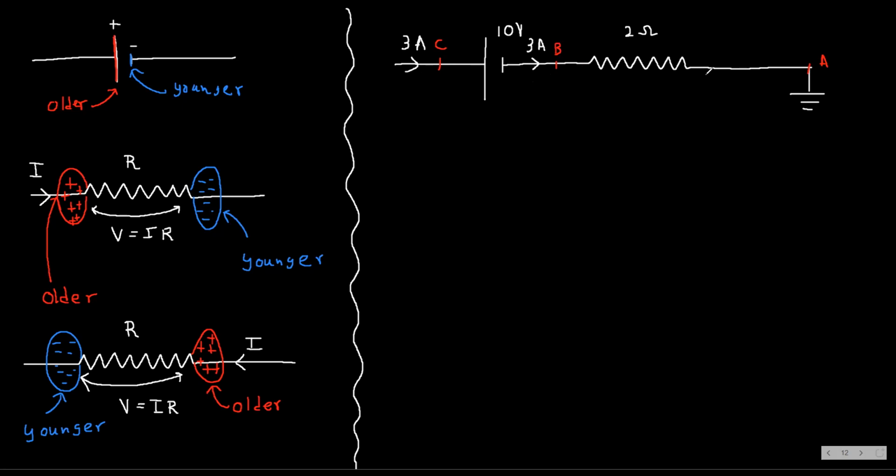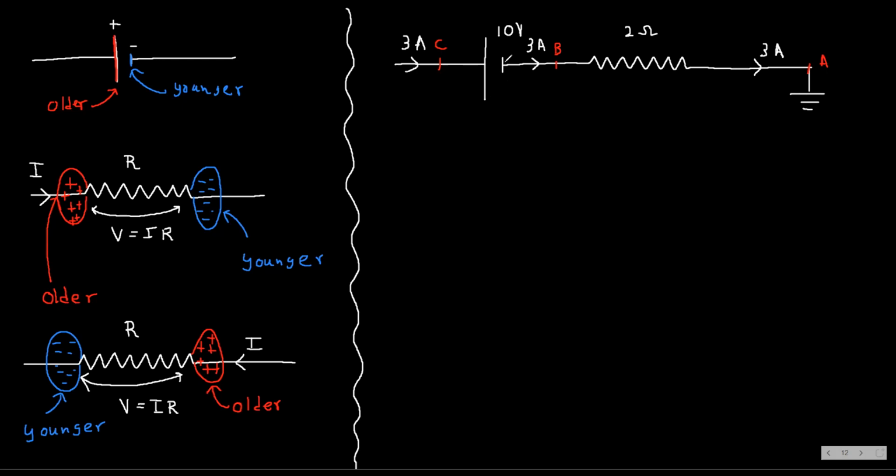Clear? There is 3 ohm and 3 ohm. Don't think about this earthing part. This earth symbol is only used to set that point to 0 volt. Now you have to consider who are the youngers and who are the olders. It is easy to consider olders and youngers in a battery.